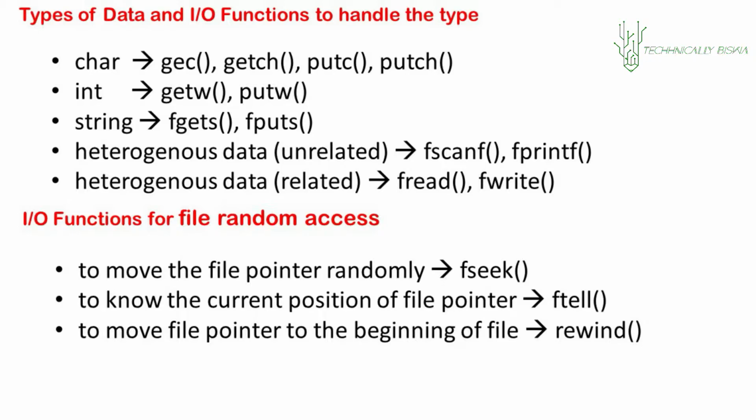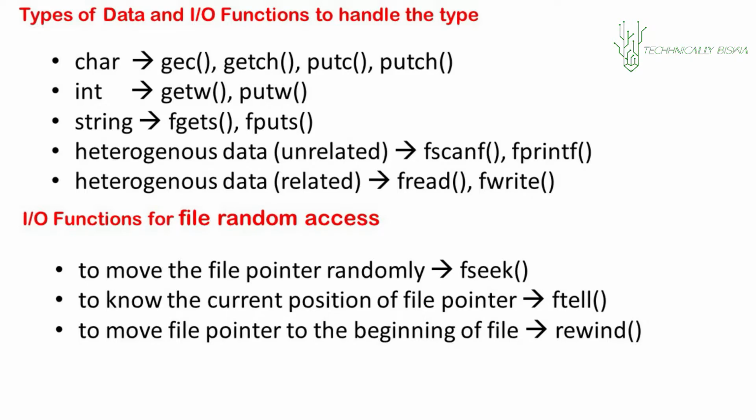For integers, you have getw and putw functions. For strings, fgets and fputs, variations of gets and puts. For heterogeneous data that is unrelated, we will be using fscanf and fprintf. For heterogeneous data which is related, we will be using two functions, fread and fwrite, and related means we will be using a structure. That is where the relation comes in.